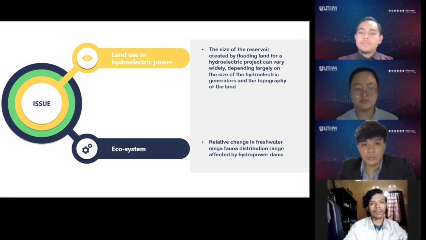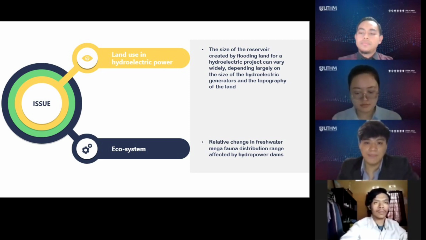The second issue that I found is the ecosystem. This issue is also caused by hydropower. Hydropower has a potential effect on biodiversity, such as disruption of freshwater ecosystems and destruction of water quality. Especially, fish in the river which pass through turbines can be seriously harmed.